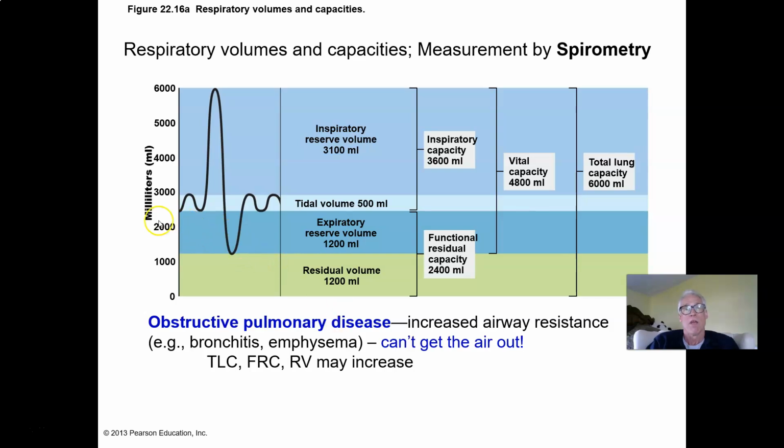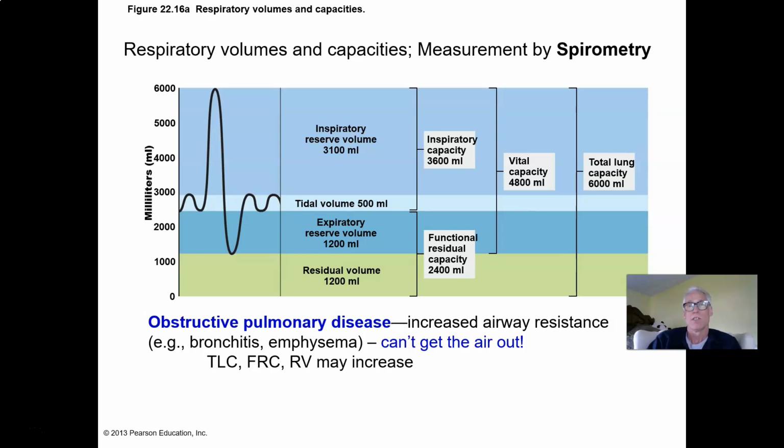Also, if you expire a tidal expiration, just relaxed breathing, and right before an inspired breath, you decide to force out all the rest of the air you can push out of your lungs voluntarily. There's a limit, and that additional air you can expire is called the expiratory reserve volume. Again, in this case, about 1.2 liters.